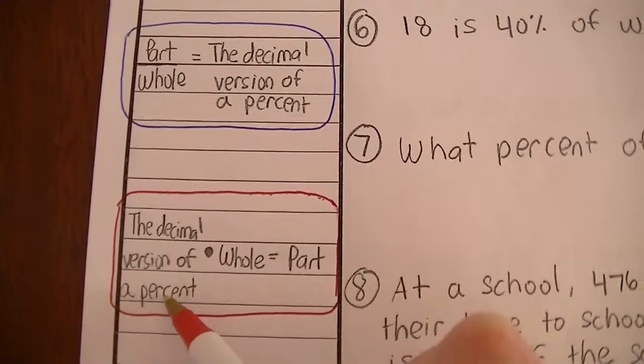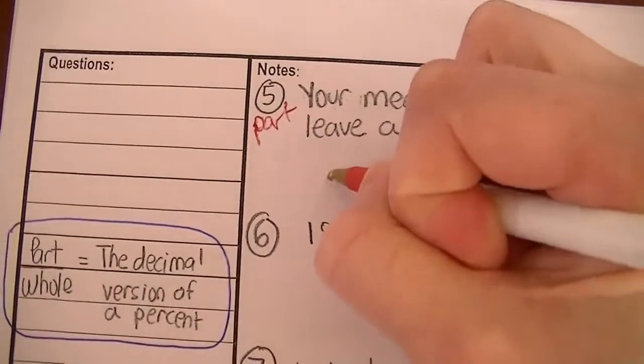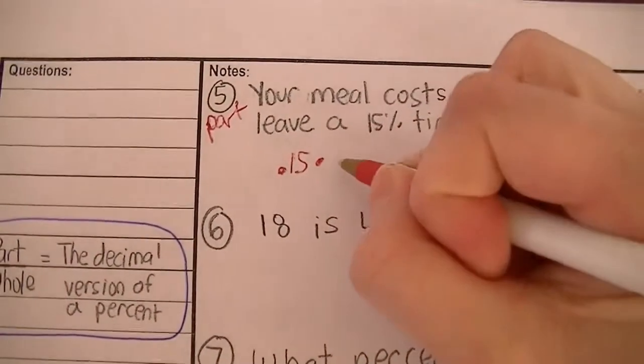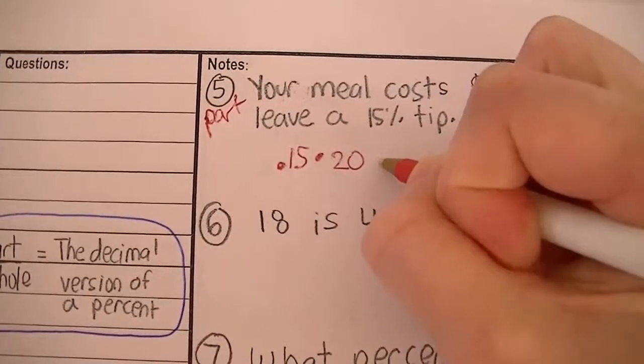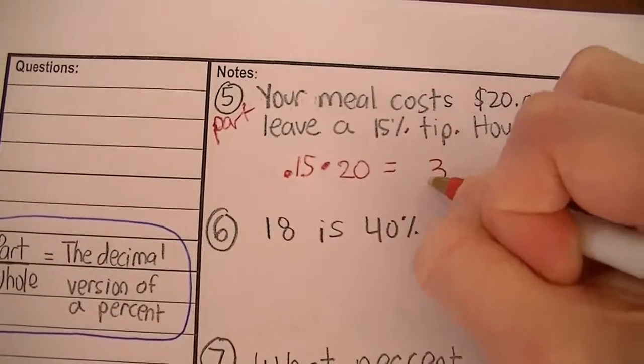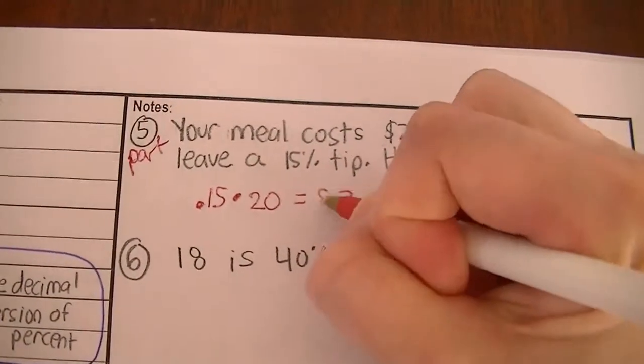So I'm going to take the decimal version of the percent, which is 15/100ths. And I'm going to multiply that by the whole. The whole thing was $20. And when I go 15/100ths times 20, I'm going to get 3. Okay? That tip was $3. So I guess I could put a dollar sign right there, okay?